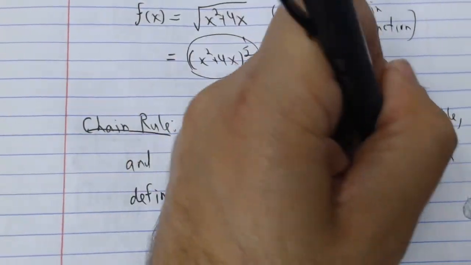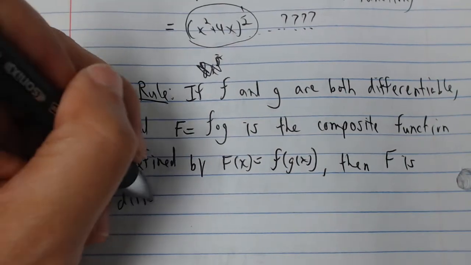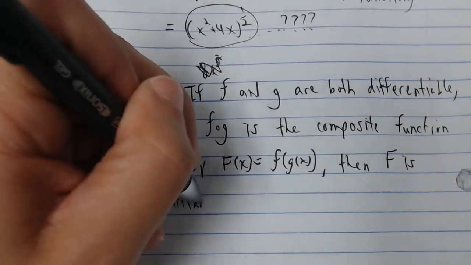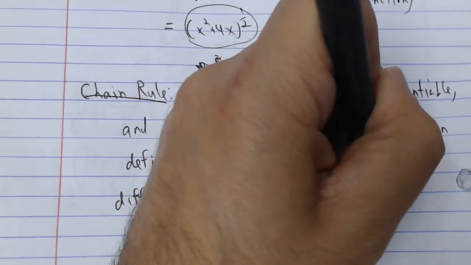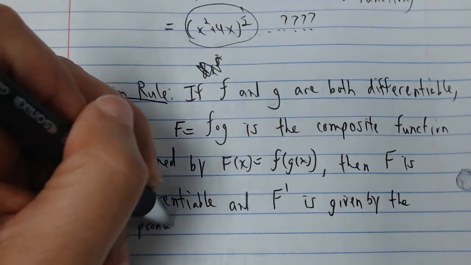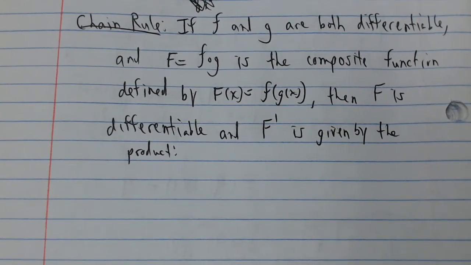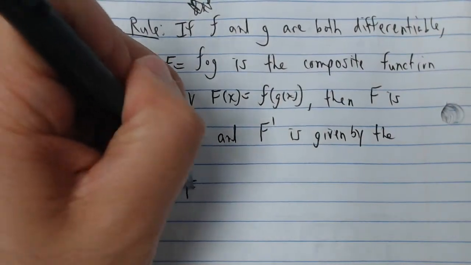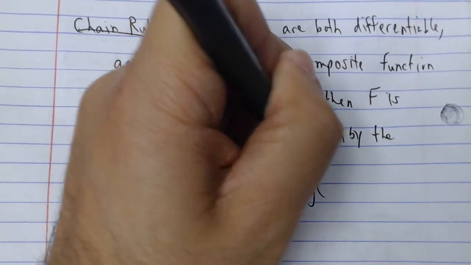Then capital F is differentiable and F prime is given by the product. And here's what F prime is going to look like, and I'll talk you through how the derivative is found. So F prime of x will equal f prime of g of x times g prime of x.